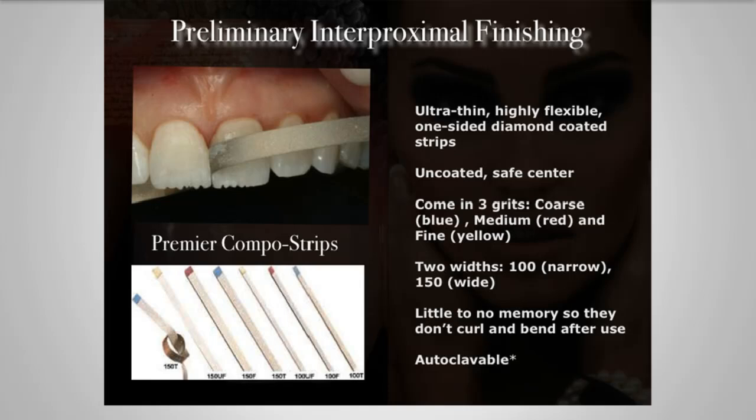For preliminary interproximal finishing, you have a number of choices. I go for thin and flexible. Everybody's familiar with diamond strips, but the Premier composite strips obviously have a gateway in the center that's uncoated. They come in 3 grits and 2 widths, which is fairly typical in the industry, but probably one of the best things, if you've worked with a number of the different brands out there, is that there's little to no memory. You can basically almost tie these things in a knot and they don't become wrinkled and curled. Very often some of these very expensive diamond strips can easily look like you're trying to curl a ribbon on a Christmas present after using it one time. I would say that's probably one of the bigger selling features of these.